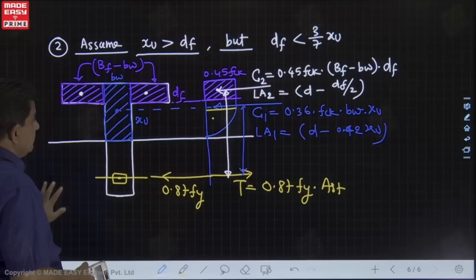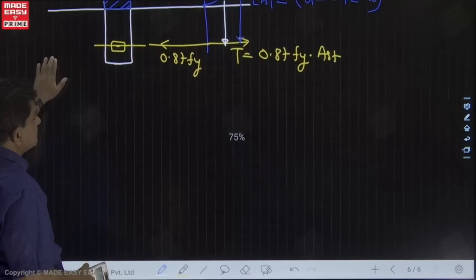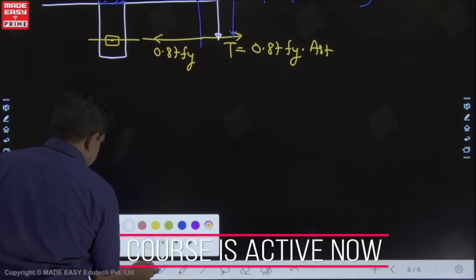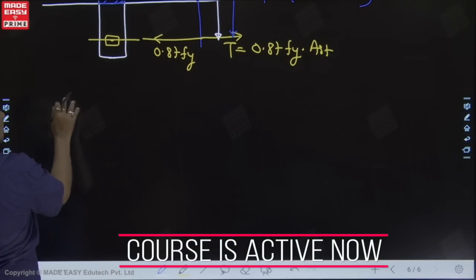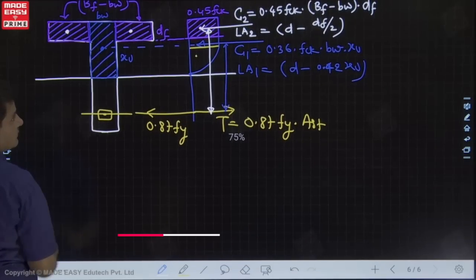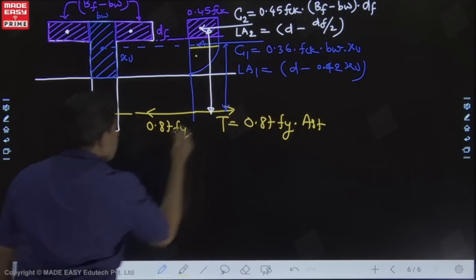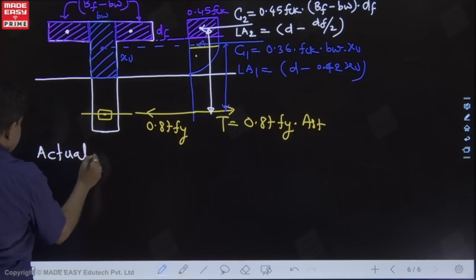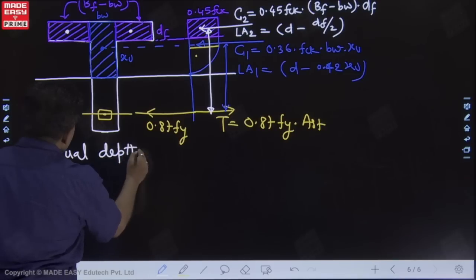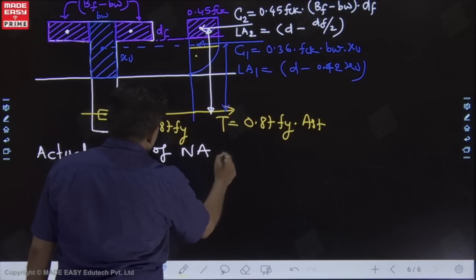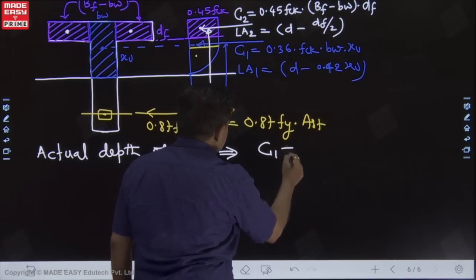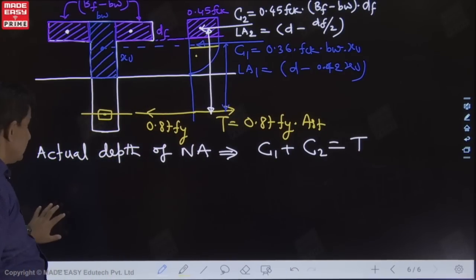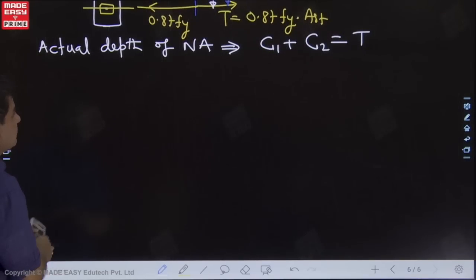Let's do it here itself. I will write the formula here and let's solve it, whether we get the value or not in the second case. So let's see the first formula. I can show here. You can see the formula here and we can write it completely. For actual depth of neutral axis, you can write like this. The formula is C1 plus C2 is equal to T. So let's write the formula for this.